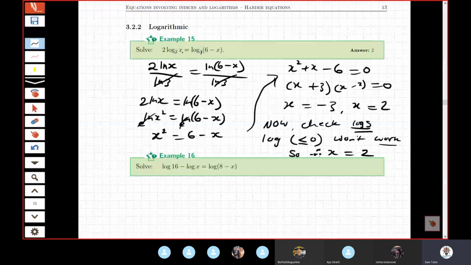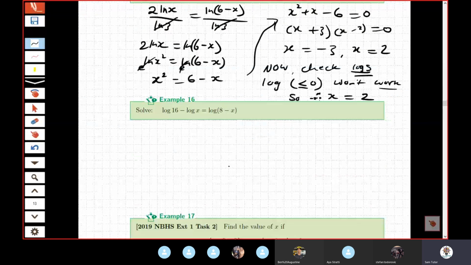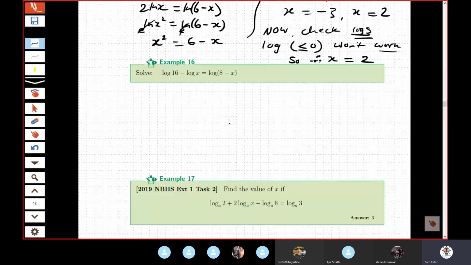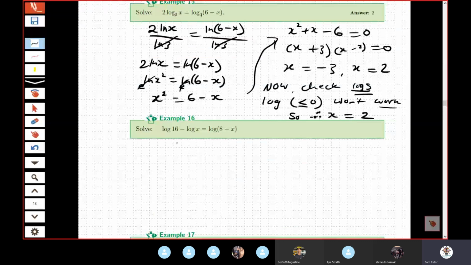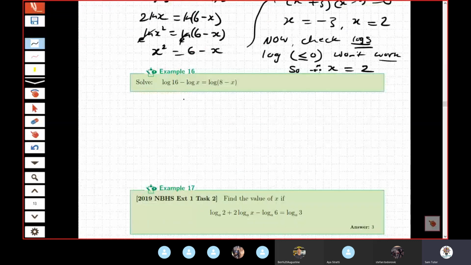It's just when you sub it back in, if it gives you log of a negative, it won't work. So therefore your only answer is going to be x equals 2. All right, there's no questions there. We'll try example 16.